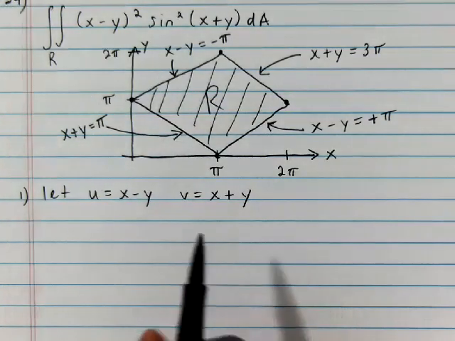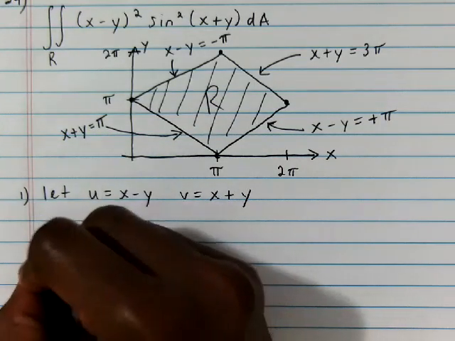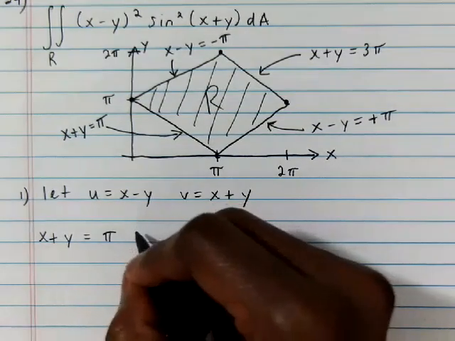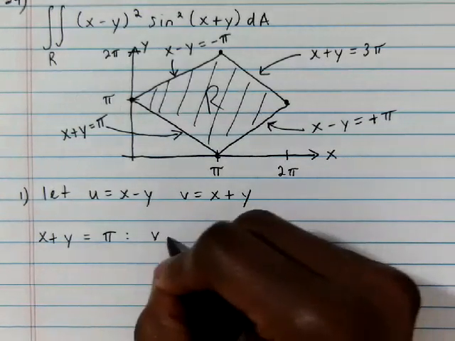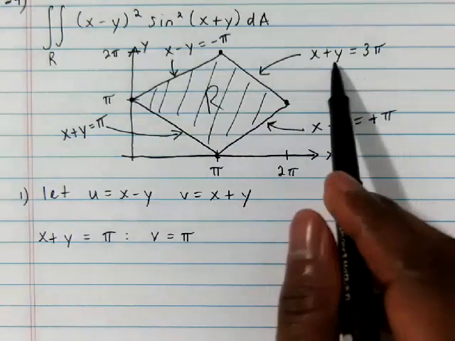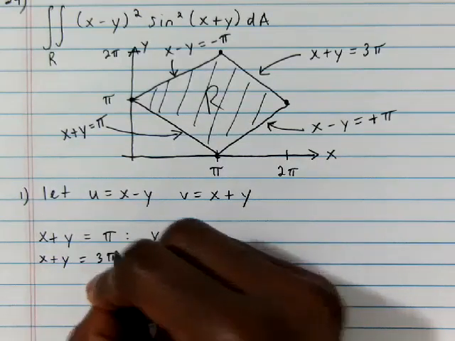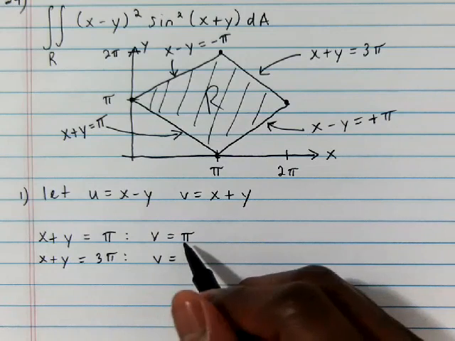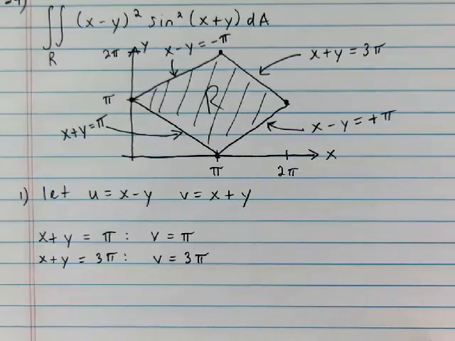So we'll look at x plus y equals pi. What does that say for us? Well, that just tells us v equals pi. And then what do we get from x plus y equals 3 pi? That gives us v equals 3 pi. And remember, these are variables, so I'm not saying that pi equals 3 pi. We're finding bounds on v.